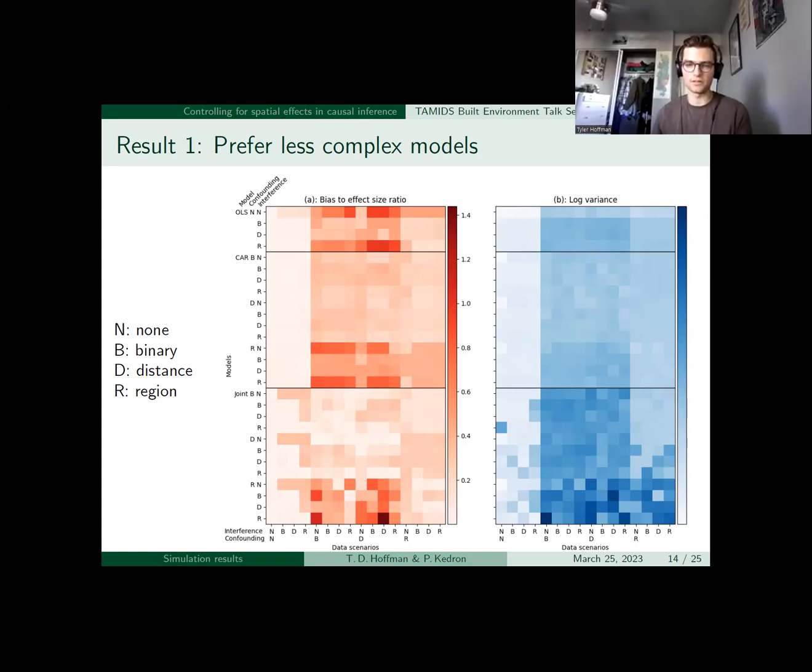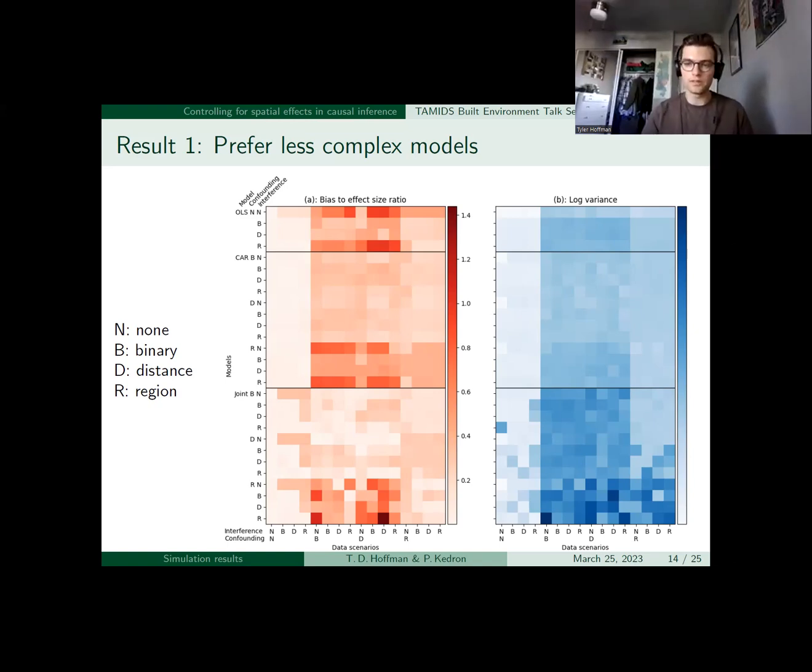So this is on a scale of like 0 to 1.4 or so. But you can imagine, if the value is 1, then that means that the error in our estimated treatment effect is about the same order of magnitude as the treatment effect itself. So this means we have a very high level of uncertainty present in our estimates.